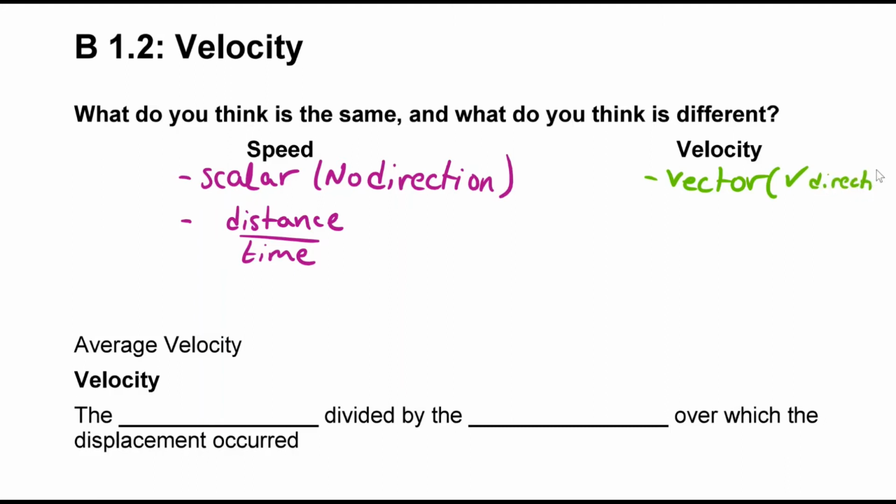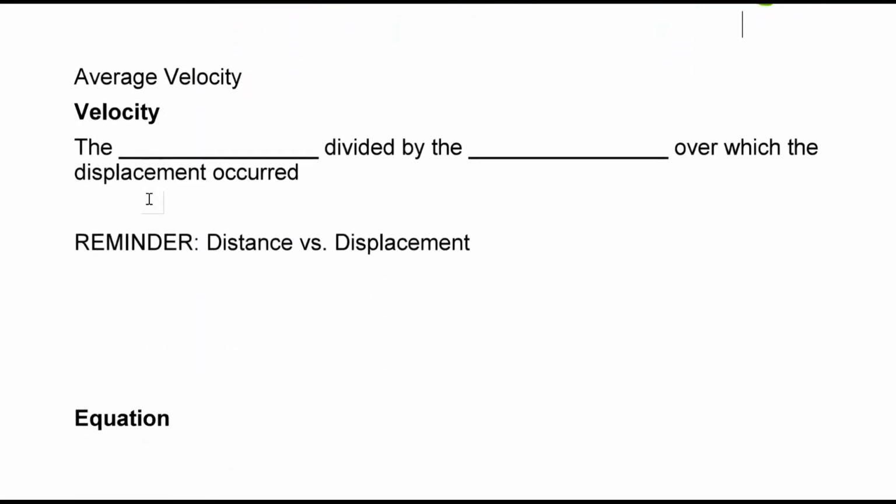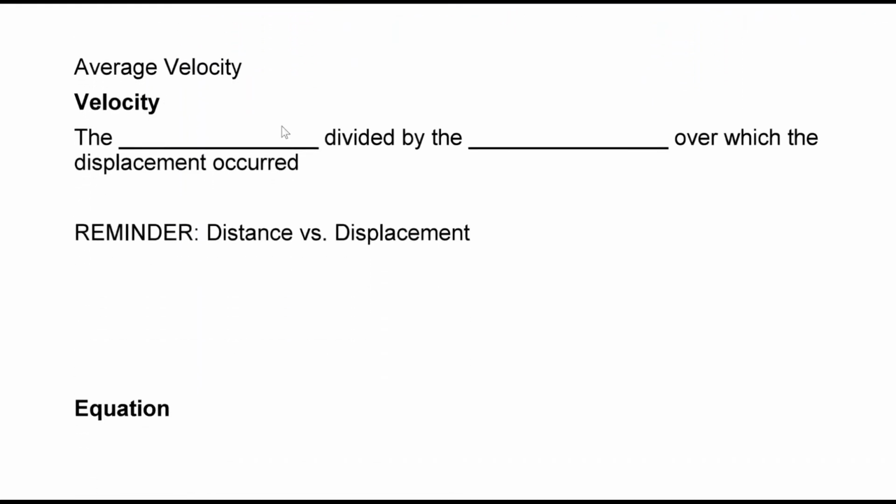And I'm going to run out of room here. So it is the displacement divided by the time. Okay, let's define this a little bit more thoroughly. Average velocity, we just talked about it. It is the displacement divided by the time over which the displacement occurred.